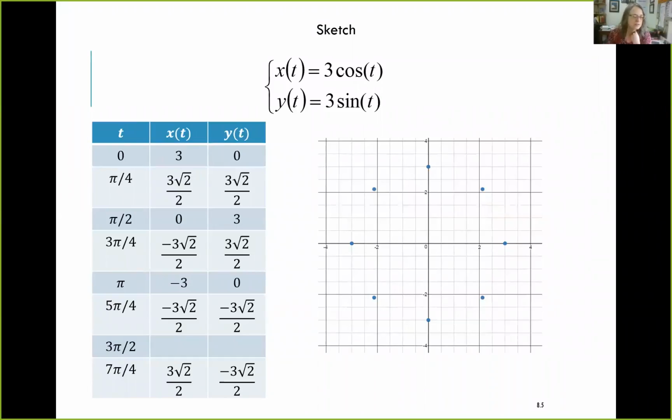We can also have trigonometric relationships in our parametric equations. And I've done exactly the same thing here. I've started with a table of values. I've plugged in my t's and gotten values out for x and y, plotted those values on a standard xy Cartesian coordinate plane. And if I actually draw a curve through these, you'll recognize the shape as a circle.